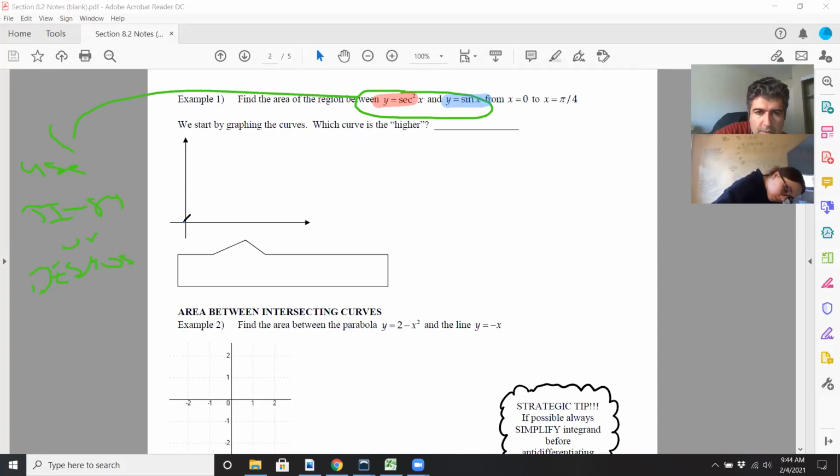Sine of 0 is 0. And sine of pi over 4, if this is 1, sine of pi over 4 is root 2 over 2, so it's going to be right here. So if you guys forgot, sine of pi over 4, that's 45 degrees, is root 2 over 2. That's using a 45-45-90 triangle.